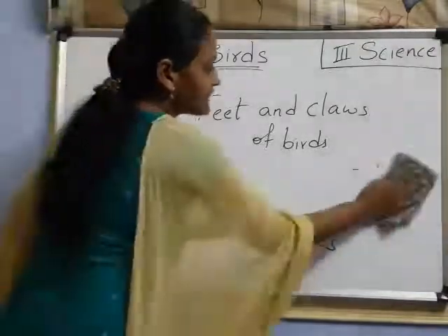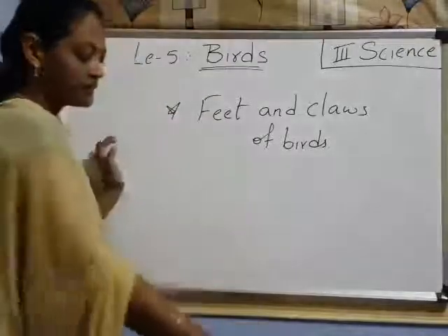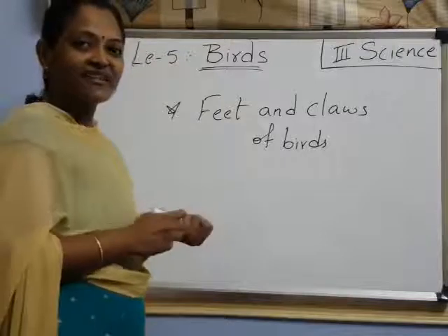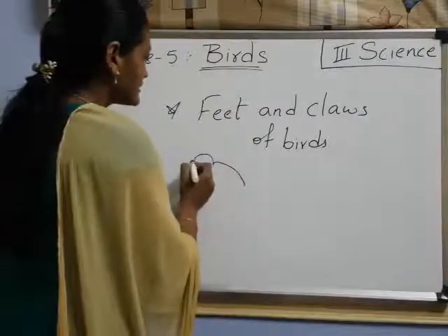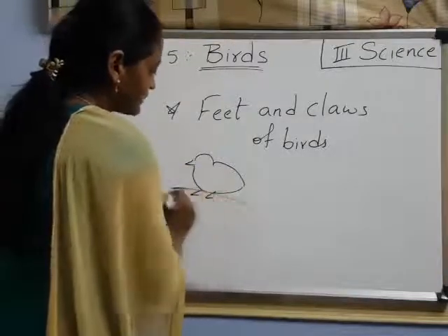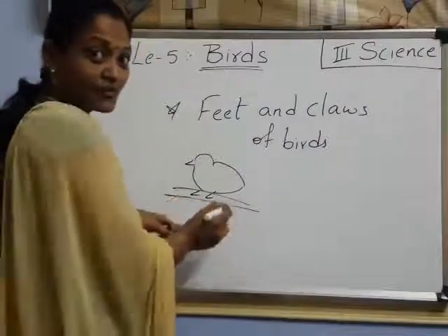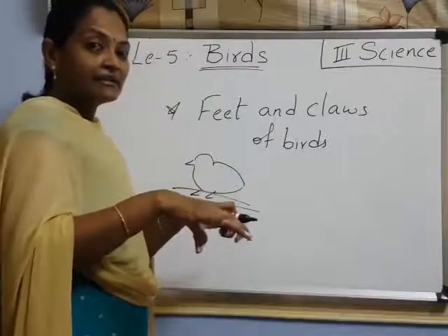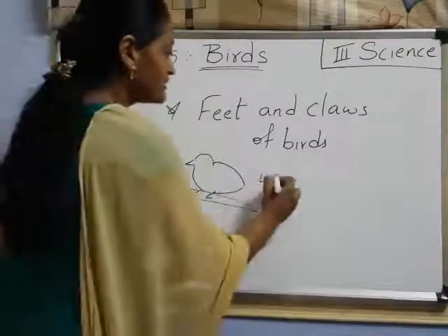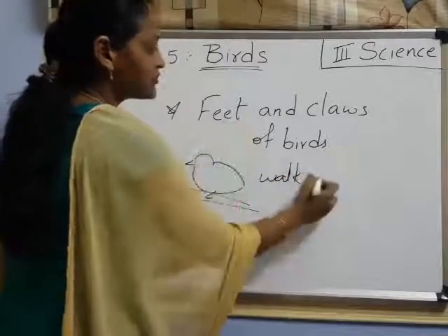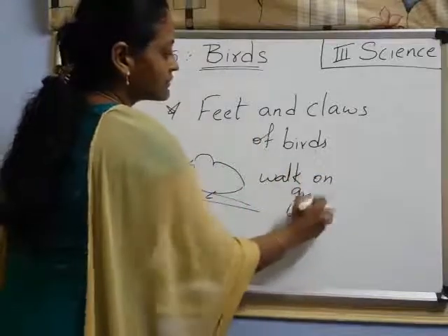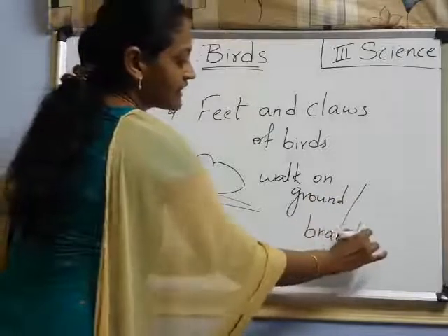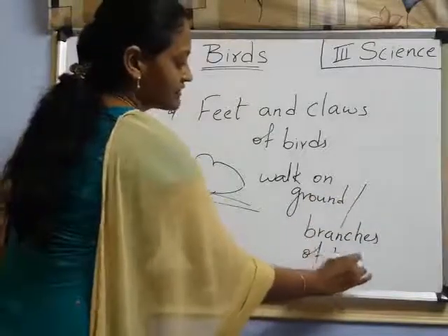And these feet and claws are mainly used for holding the branches, right? They are holding and sitting on the branches. Have you seen? Suppose this is the bird. The bird is sitting on a branch with the help of its feet, holding the branches, right? Holding the branches and used for walking also, right? The feet are mainly used for walking on the ground as well as on branches, branches of trees, right children?